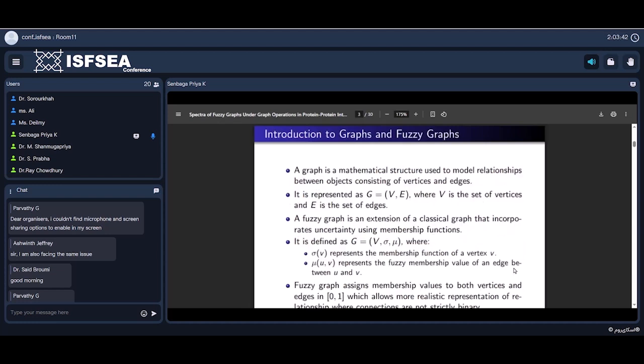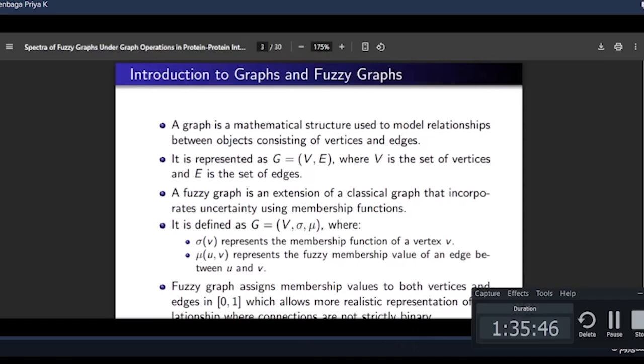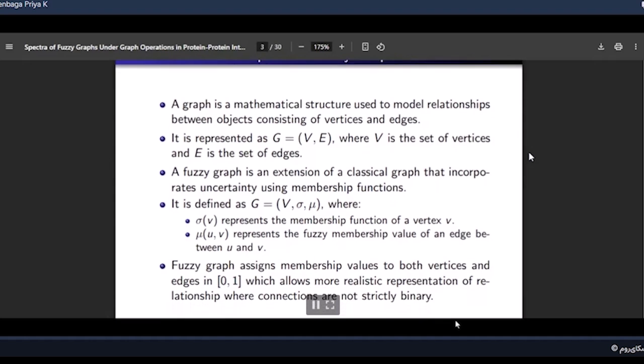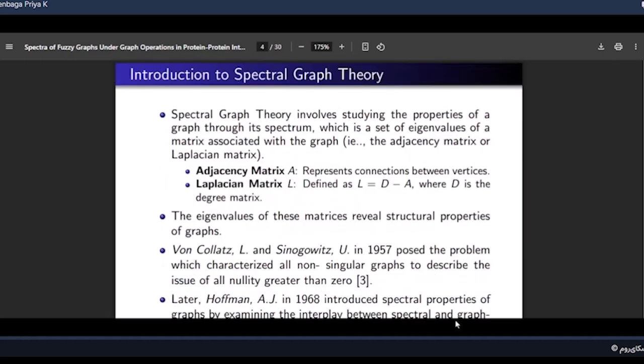A graph is a mathematical structure used to model relationships between objects, consisting of vertices and edges. It is represented as G = (V, E), where V is the set of all vertices and E is the set of all edges. A fuzzy graph is an extension of the classical graph, and mu represents the fuzzy edge membership value of an edge between the vertices u and v. A fuzzy graph assigns membership values to both vertices and edges in the closed interval [0, 1], which allows a more realistic representation of relationships where the connections are not strictly binary.